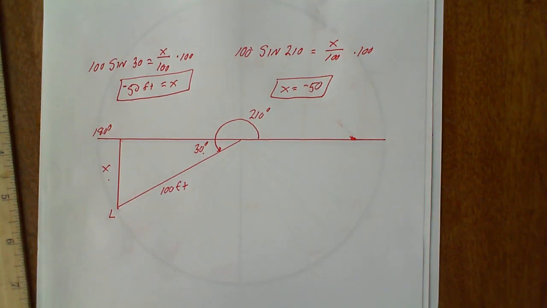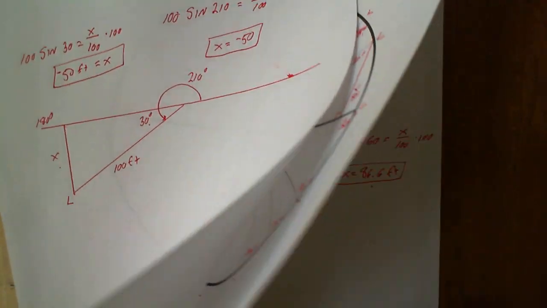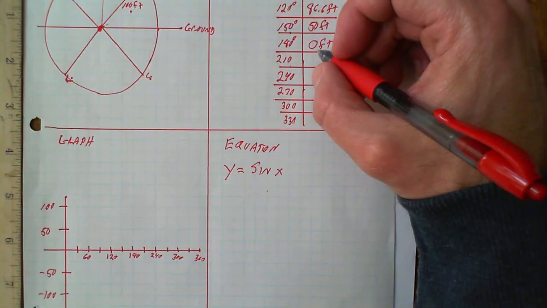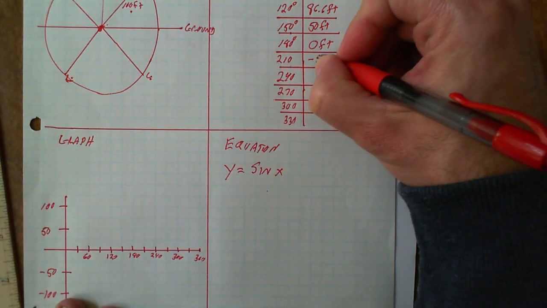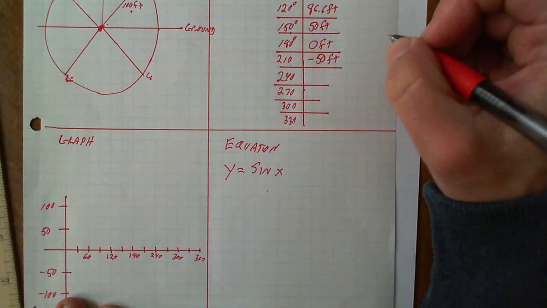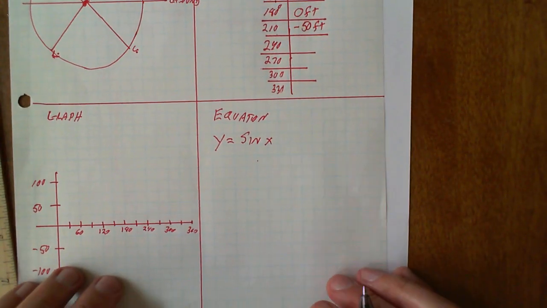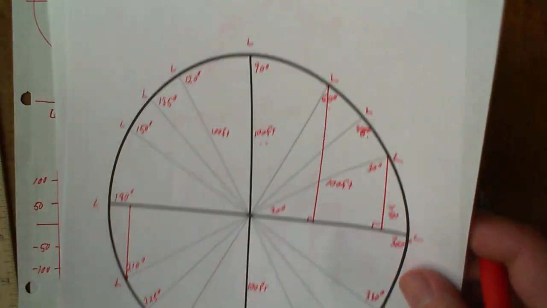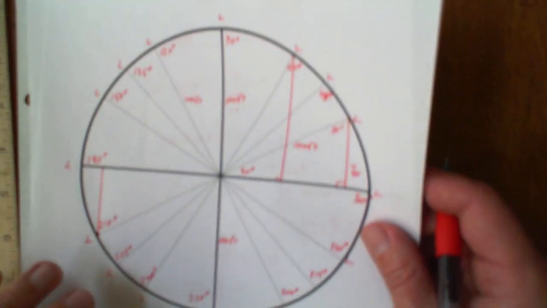So let's put that in our table. You put that in your table too. So at 210 we now have negative 50 feet. We can logically see that because he's below ground, or she's below ground, whoever's on the roller coaster. The next one we have is 240.